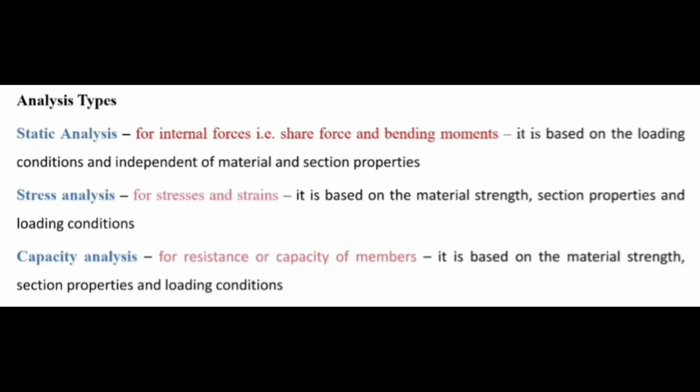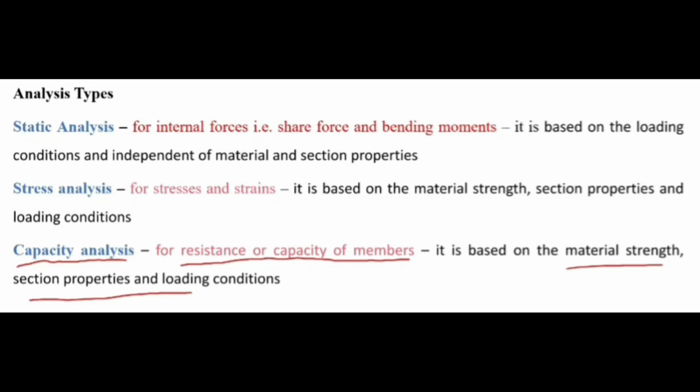The third type of analysis is capacity analysis. If we want to calculate the resistance or capacity of a member, then we use capacity analysis. In that case, we need material strength as well as the section properties and loading conditions. Based on this information, we calculate how much resistance this section will provide, or how much will be the capacity of that section.